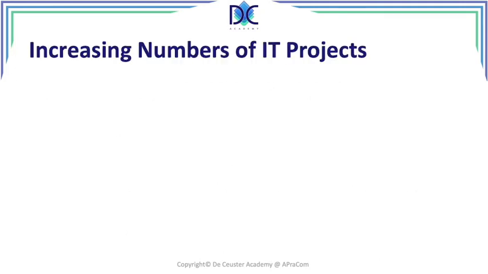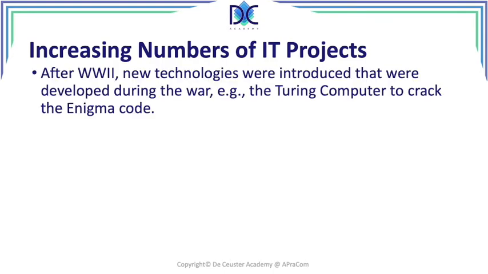Let's have a look. Now, what we saw at a certain moment, that the number of IT projects is increasing after the Second World War. More and more IT projects were planned, executed, and there were a lot of failures. Let's look at the Turing computer that was used to crack the Enigma code. If you see the movie, The Imitation Game, you can see that Turing, instead of starting to work like all the others on the decoding, created a machine to crack the Enigma code, and he succeeded.